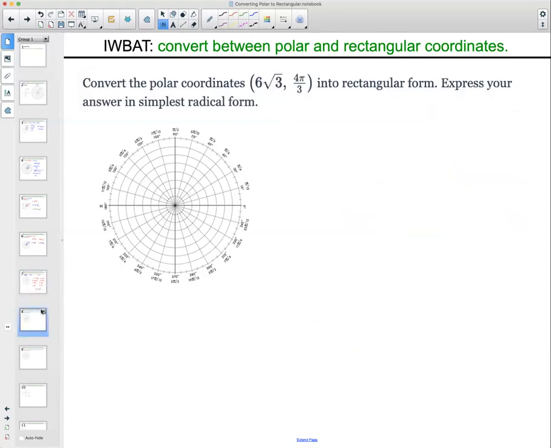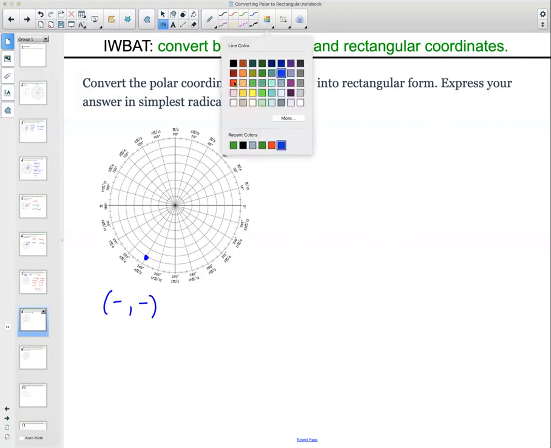Next one. Okay, so again, you can plot it if you want to. This one is not as easy of an r value to plot because it's not a whole number, so I'm just going to leave it. But for r comma theta, I like to think of what quadrant it's in so I know if the rectangular coordinates are going to be positive or negative. So 4 pi over 3 is here. So your point is going to be somewhere in the third quadrant. So your rectangular points are going to be negative, negative. So go ahead and set these up.